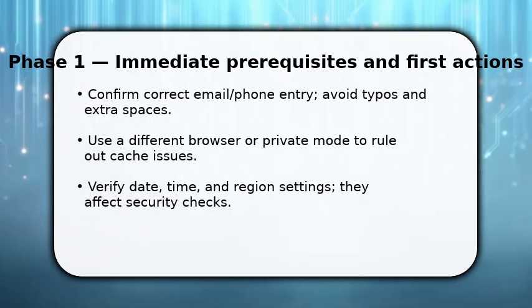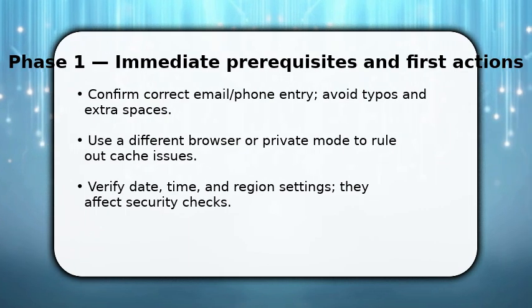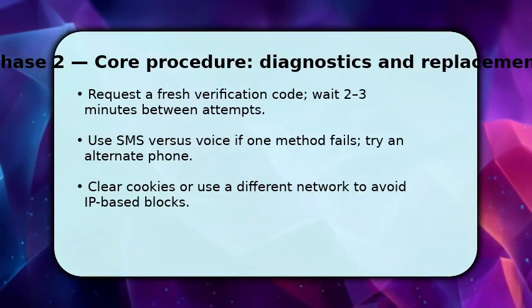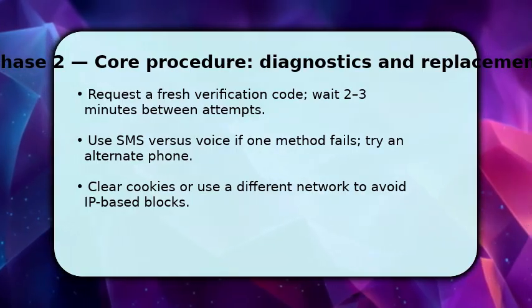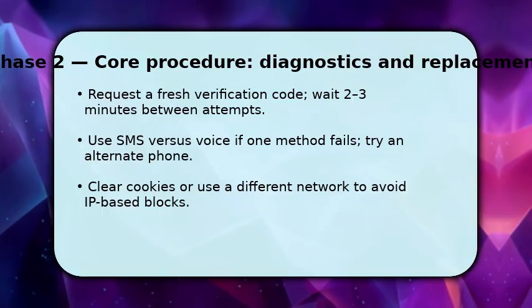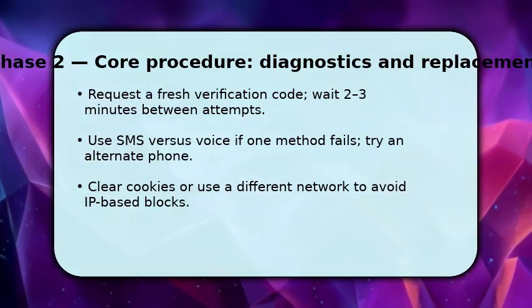If you have one more email or phone, keep it ready. You may need it for verification. Next, focus on verification. Request a fresh code and wait 2 to 3 minutes before retrying, because rapid repeats can lock the process. If SMS doesn't arrive, switch to voice or use an alternate phone number to bypass carrier filtering.